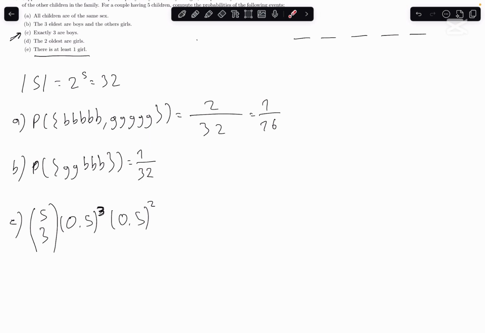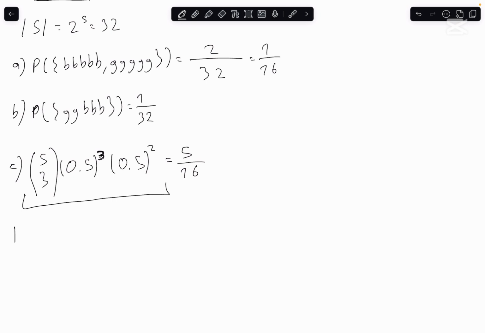Okay, so we had 5 slots and selected 3 of them for the boys. The probability of having a boy is 0.5, and we take the power of 3. The probability of having a girl is 0.5, and we take the power of 2 because we have 2 girls. So this is the probability of having exactly 3 boys. Then the answer is 5 divided by 16.